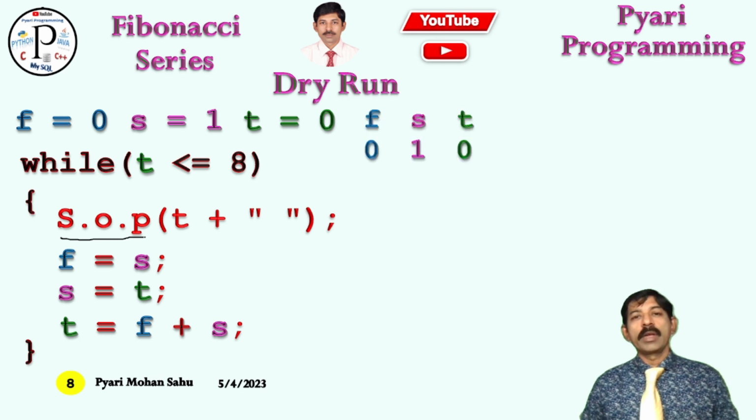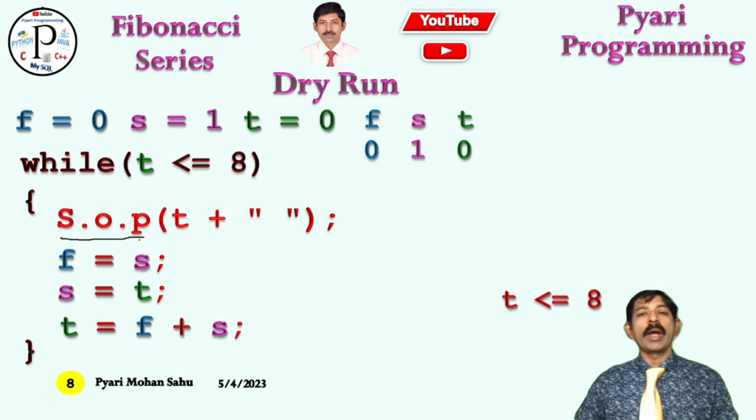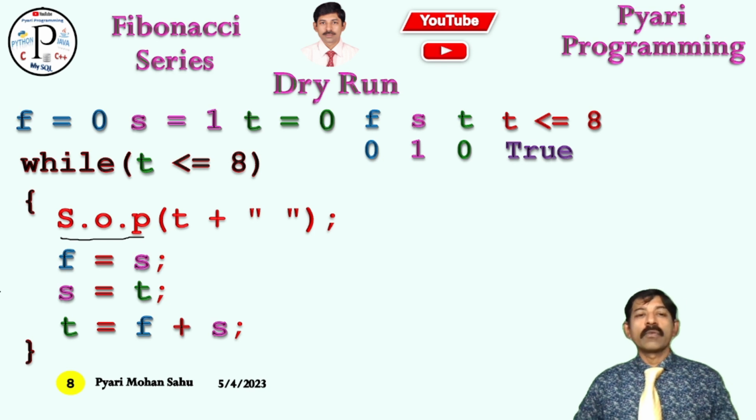Now we'll do the dry run. I will take three variables and put in their initial values. F is 0, S is 1, T is 0. After that, I am checking T is less than or equal to 8. Now the condition is true because T value is 0. 0 is less than or equal to 8. True. After that, I am displaying the T value, which is 0. Now you have understood a little bit, I think, why I am taking T, why not F. Still the question is there for you.